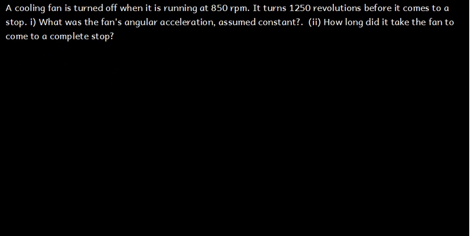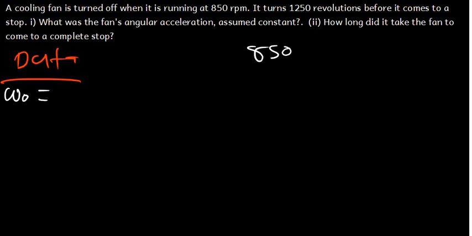Now we need to come up with our data. The data will help us know which formula is suitable to get the angular acceleration for part 1. Our data includes the initial angular velocity, which we have been given as 850 revolutions per minute. It's just a matter of converting this from revolutions per minute to radians per second.